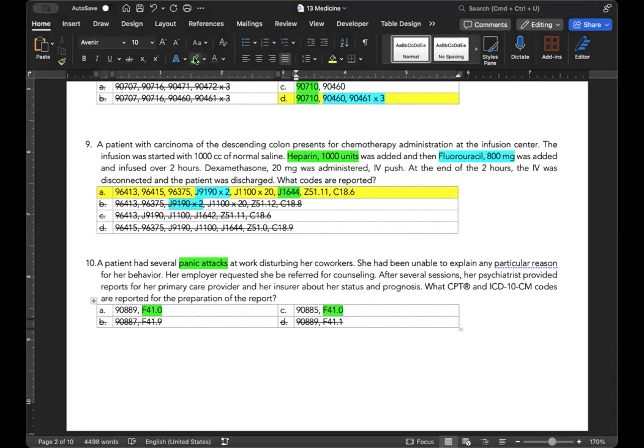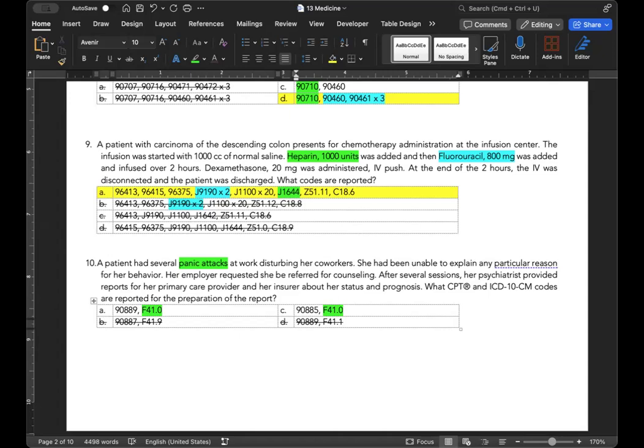90889 is going to be for the preparation of report of patient psychiatric status, history, treatment, or progress for other individuals, agencies, or insurance carriers. And then 90885 is going to be for the psychiatric evaluation of hospital records, other psychiatric reports, psychometric and/or projective tests, and other accumulated data for medical diagnostic purposes.